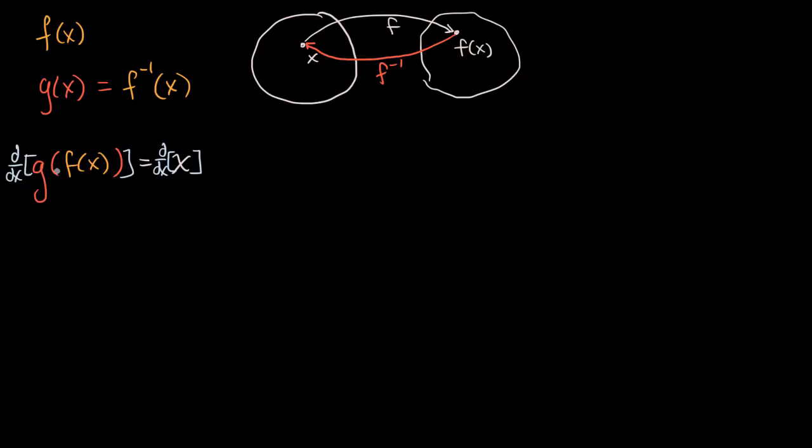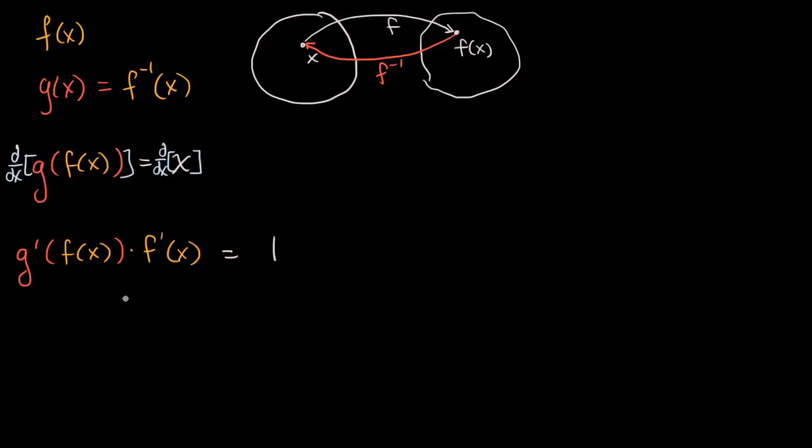Well, on the left-hand side, we would apply the chain rule. So this is going to be the derivative of g with respect to f of x. So that's going to be g prime of f of x, times the derivative of f of x with respect to x. So times f prime of x. And then that is going to be equal to what? Well, the derivative with respect to x of x, that's just equal to 1.